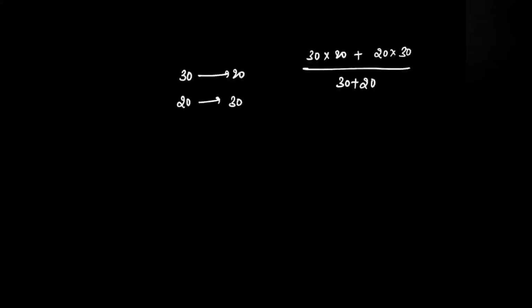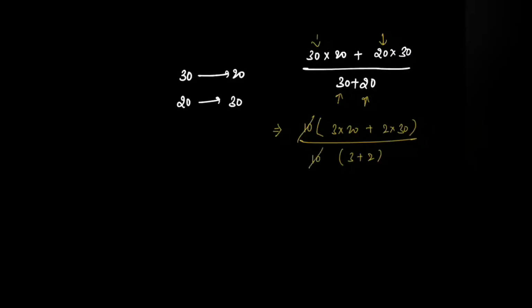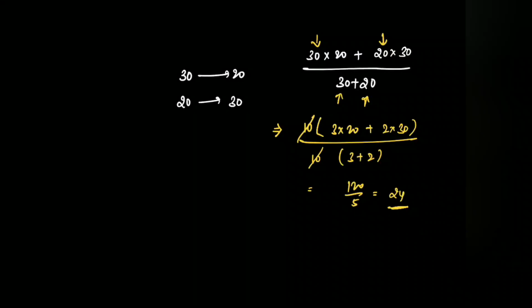Now look at this, 30 here, 20 here, 30 and 20. Can I take anything common here? Yes, we can take 10 common from the numerator, that is 3 into 20 plus 2 into 30. The same 10 you can take common from the denominator, which means again 120 by 5, which is 24. So you don't need to take 30 and 20. If you have anything common between 30 and 20, you can cancel it off.